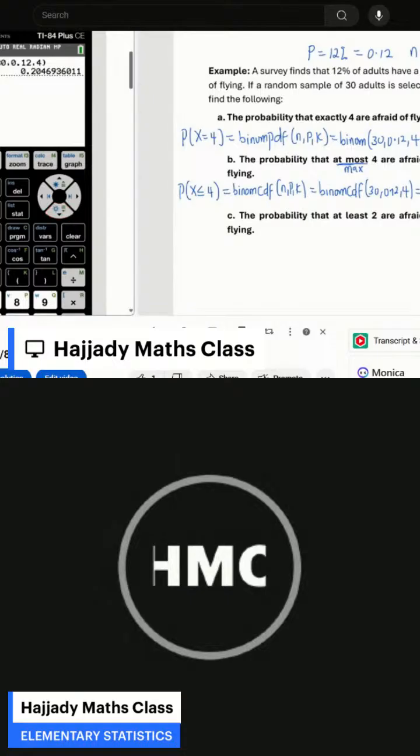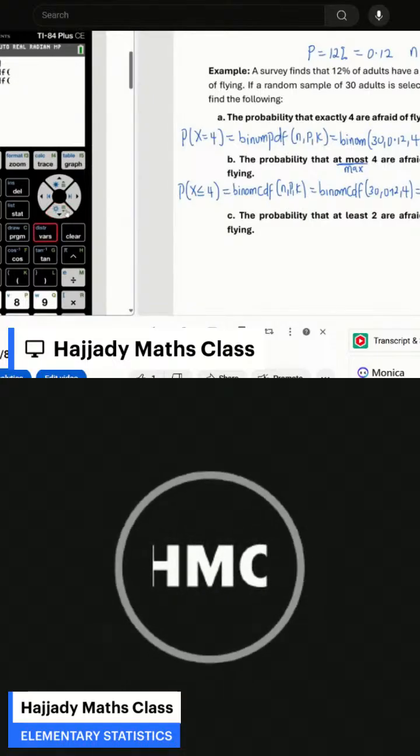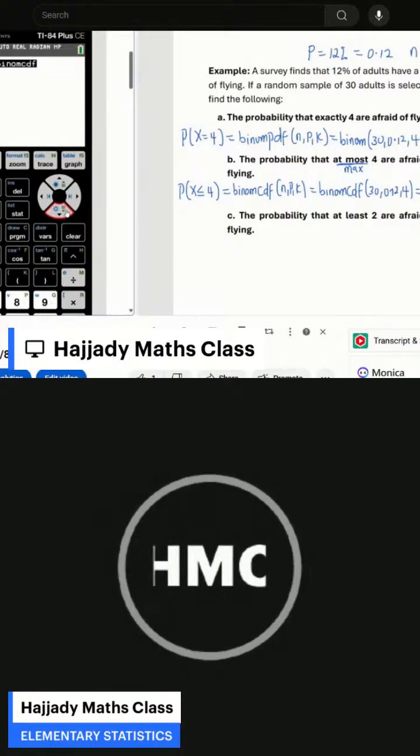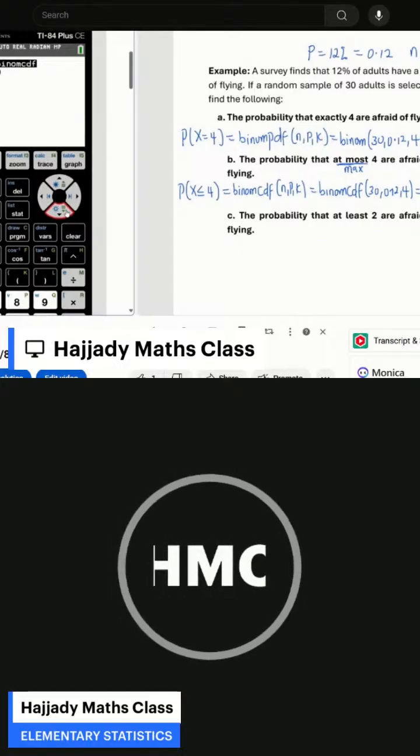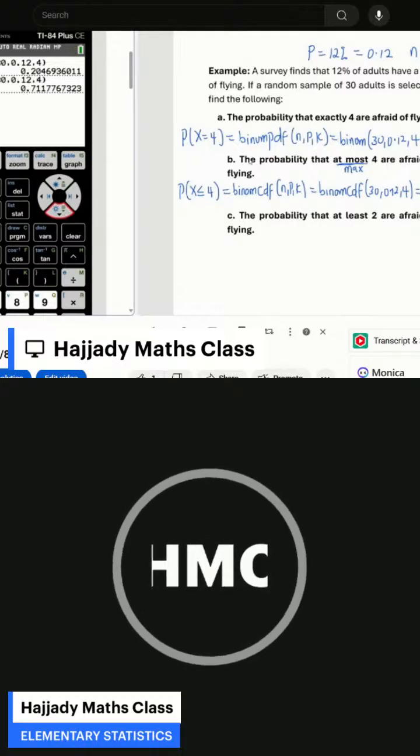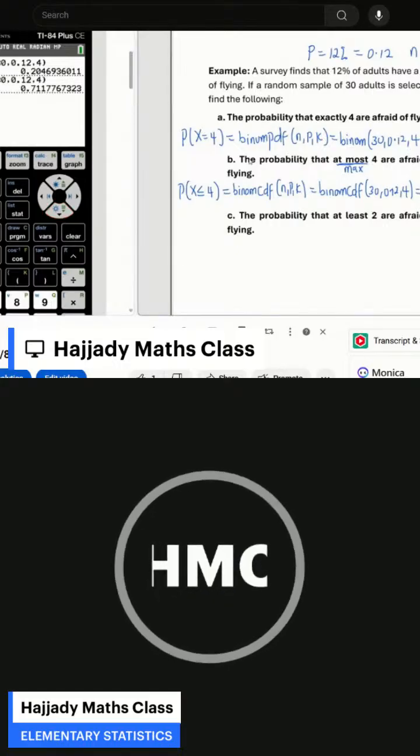So let's do the same using our TI-84. Press the second button, the distribution. Then here you can come down to binomCDF, which is below binomPDF. Click on enter. So plug in the number of trials, which is 30, the probability, which is 0.12, and also the X value, which is 4. And you can paste. Click on enter. So the probability that at most 4 will be afraid is 0.7118 approximately. You can see that we have higher probability in this case.